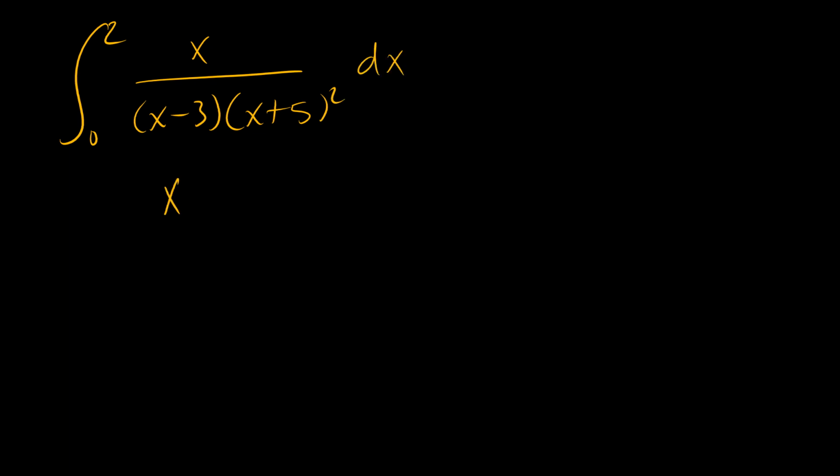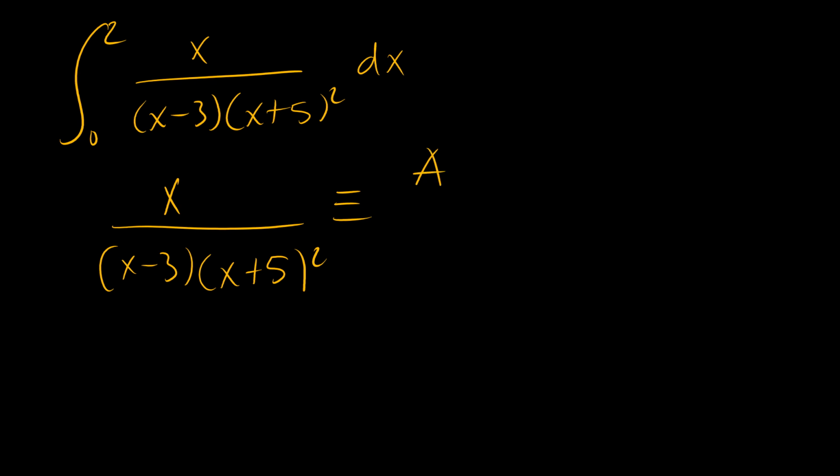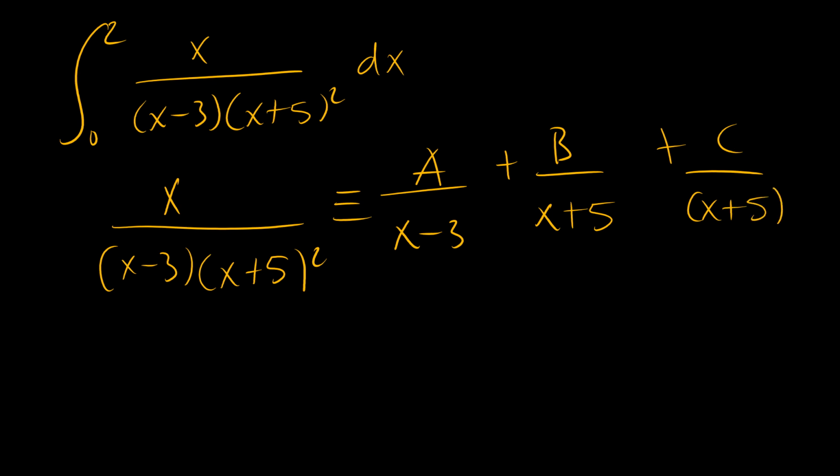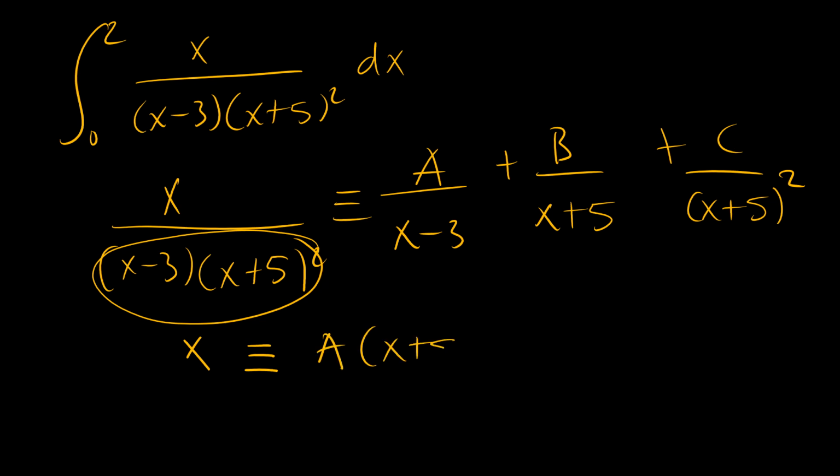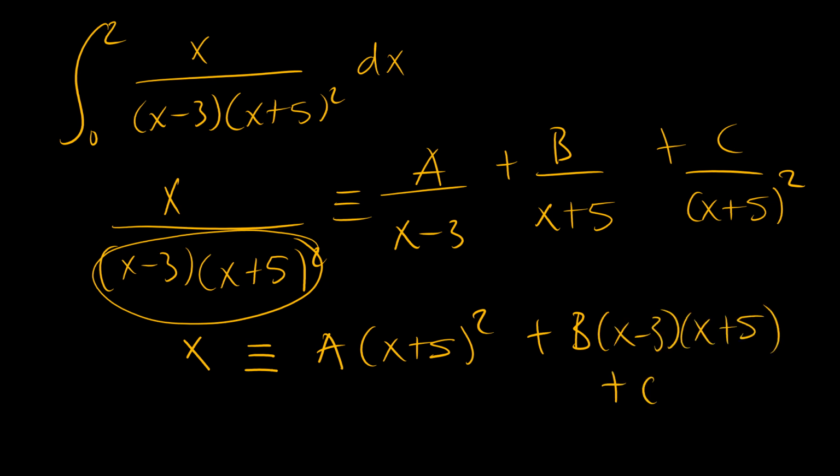So this is our problem. Integral from x equals 0 to 2 of x over (x minus 3)(x plus 5) squared. So the first thing is to try and break this down into partial fractions. And how we may be able to do this is the same as a over x minus 3, b over x plus 5, and c over (x plus 5) squared. And so when you multiply these across this side, we have a times (x plus 5) squared plus b(x minus 3)(x plus 5) plus c(x minus 3).